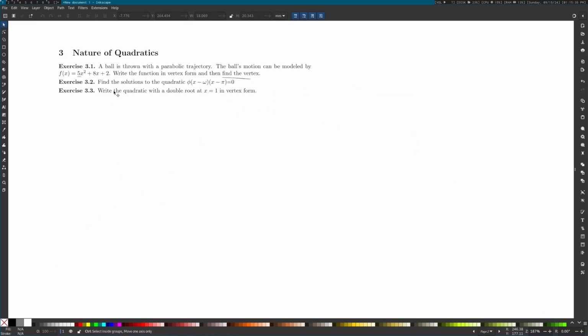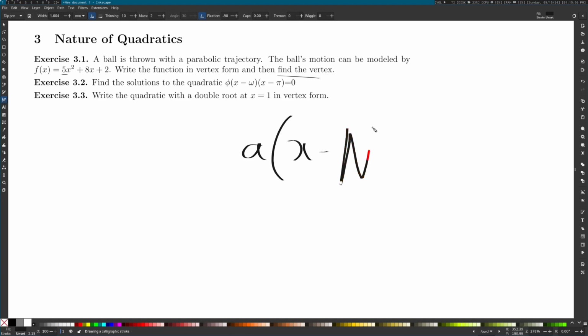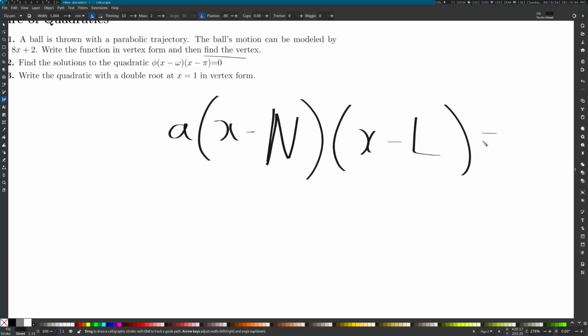Okay, next one. Find the solutions to the quadratic b of x equals (x minus omega) times (x minus pi). So let's look at the original factored form. Factored form is a times (x minus n) times (x minus l), and you could actually use any variable you want. And you can set that equal to 0.